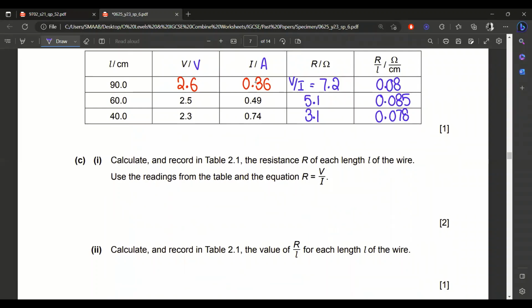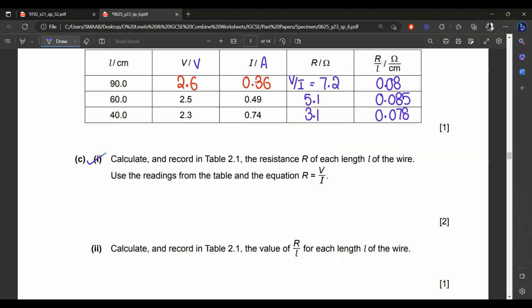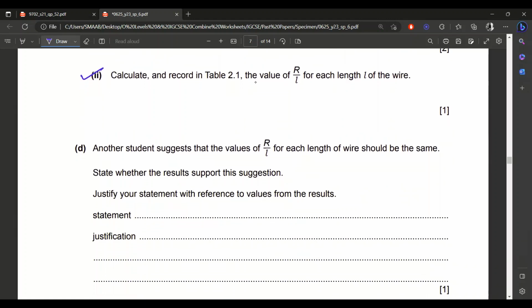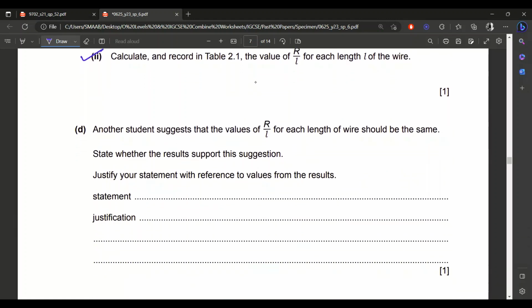And calculate and record in table 2.1 the resistance of each length of the wire. Use the readings from the table and the equation R equals V over I. So we already calculated the value, right? So it means we have done this part and we also did this part, right? Part D: another student suggests that the value of R over L for each length of wire should be the same. State whether the results support this suggestion. Justify your statement with reference to values from the results.